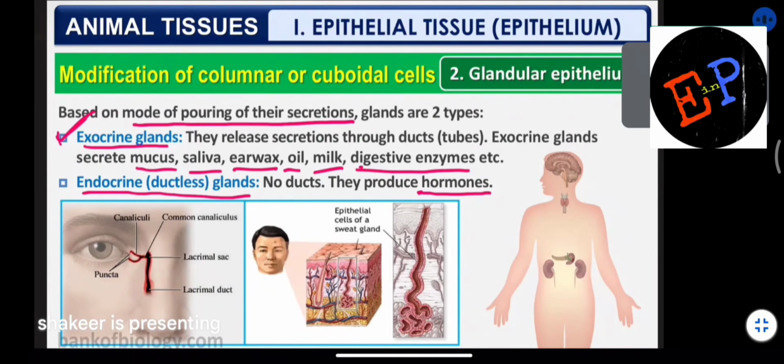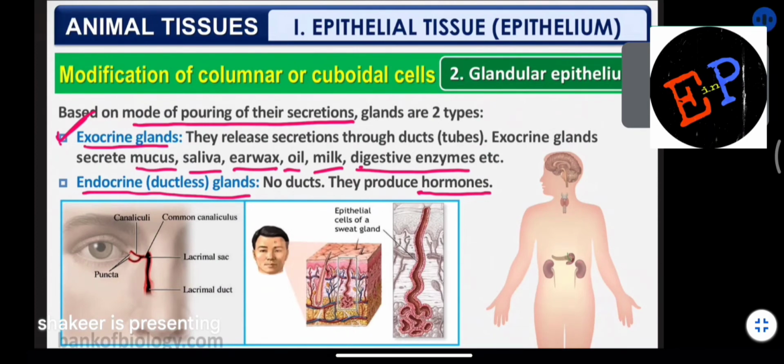For example, a very important gland in the human body is the pituitary gland. Is it an exocrine gland or an endocrine gland? It is an endocrine gland. It doesn't have any duct. So based on how secretions are released into the body, we divide the glands into two types, exocrine and endocrine. And all these layers of cells of these glands are made up of what kind of tissues? Epithelial tissues.